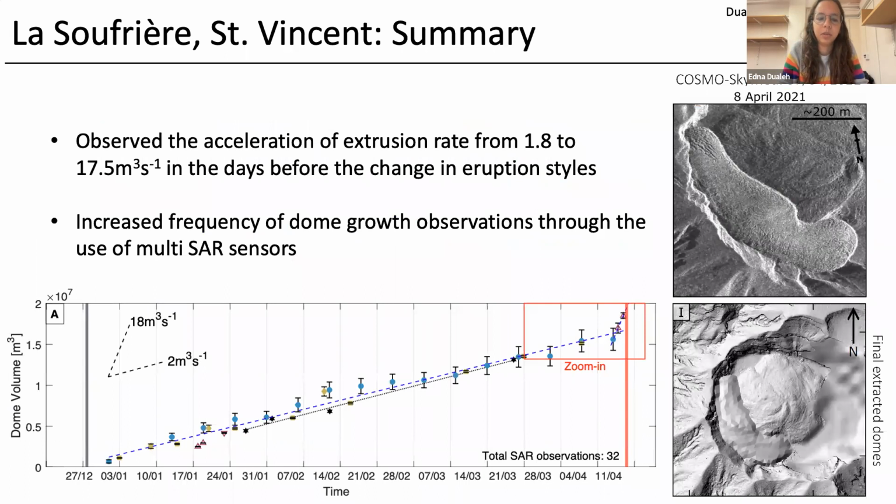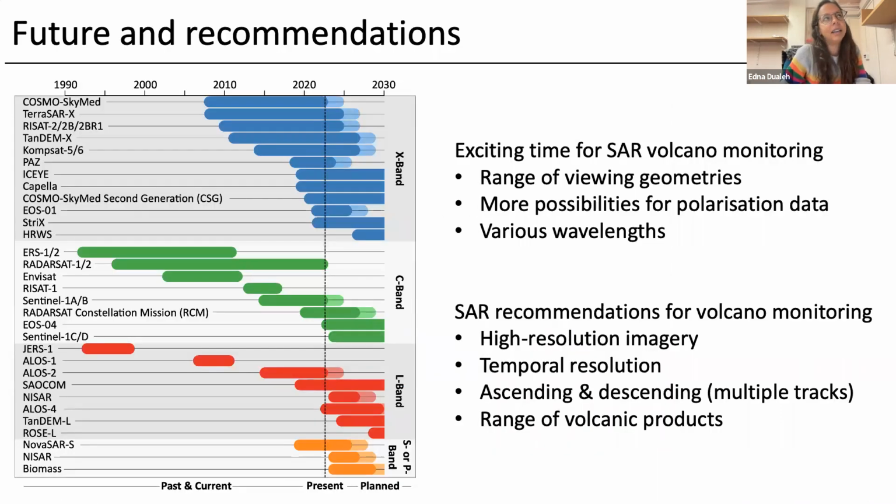So we were able to observe the changes in the extrusion rate, as well as increase the frequency of observations of the dome through time, as well as quantify the changes that we were able to see in the single backscatter images. So I'm going to try bringing things together and wrapping up for this bit now.